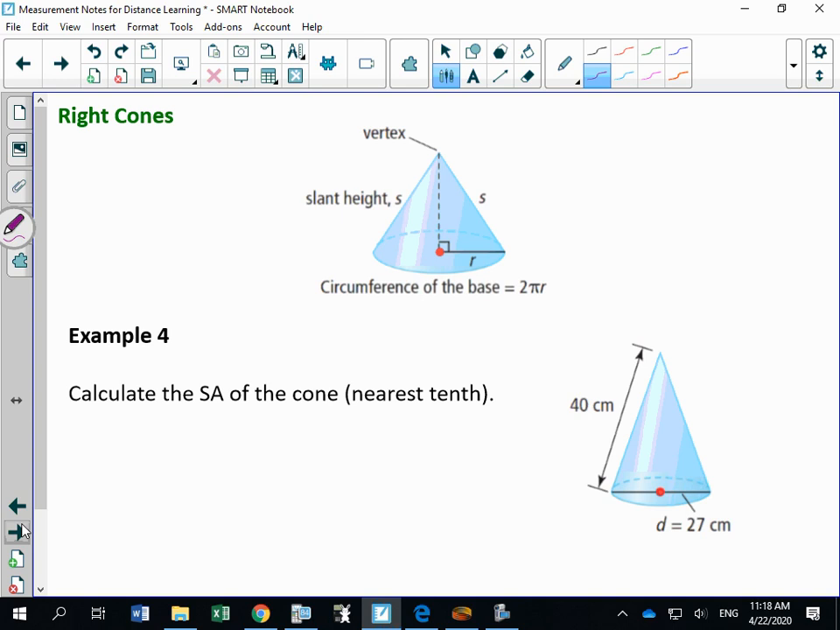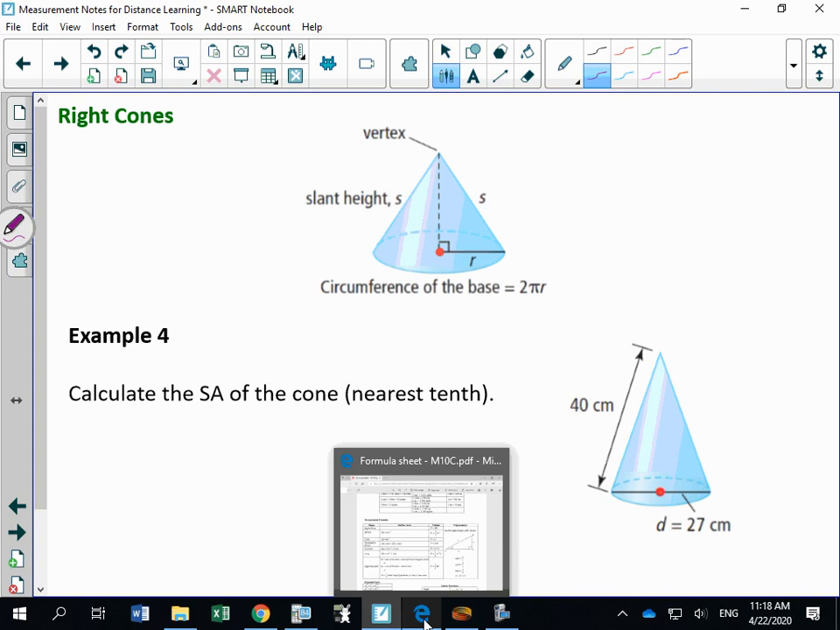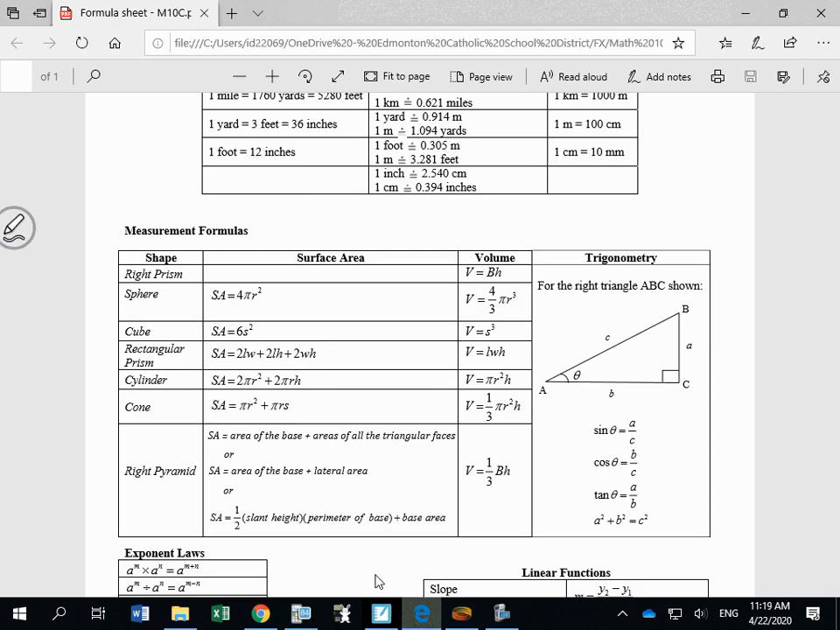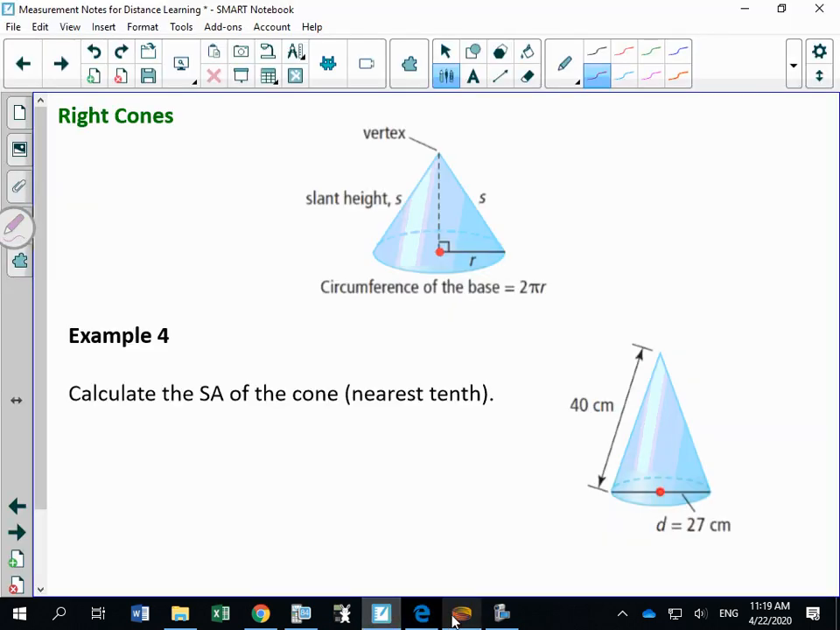The right cone, so if we were painting a cone, let's find the formula for a cone on our formula sheet. So on our formula sheet, the surface area of a cone is pi r squared plus pi rs. So let's write that down and break it down. So surface area of a cone is pi r squared plus pi rs.